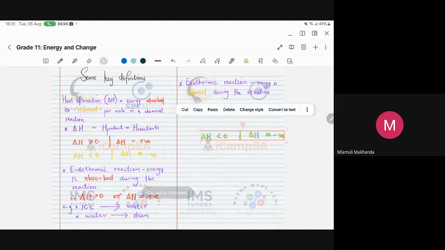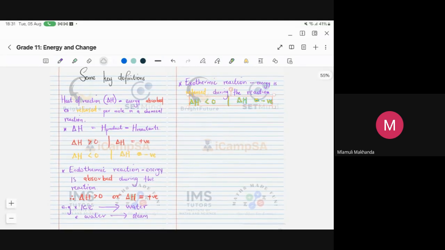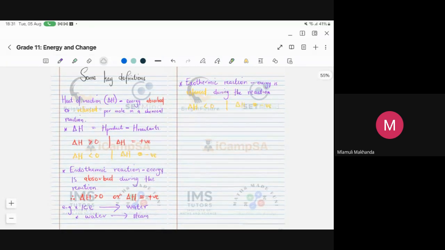So this is what you would get for an exothermic reaction. These types of enthalpy changes, you'll get an enthalpy change that is negative, because why? We are releasing, or we are losing heat to the environment. Right.